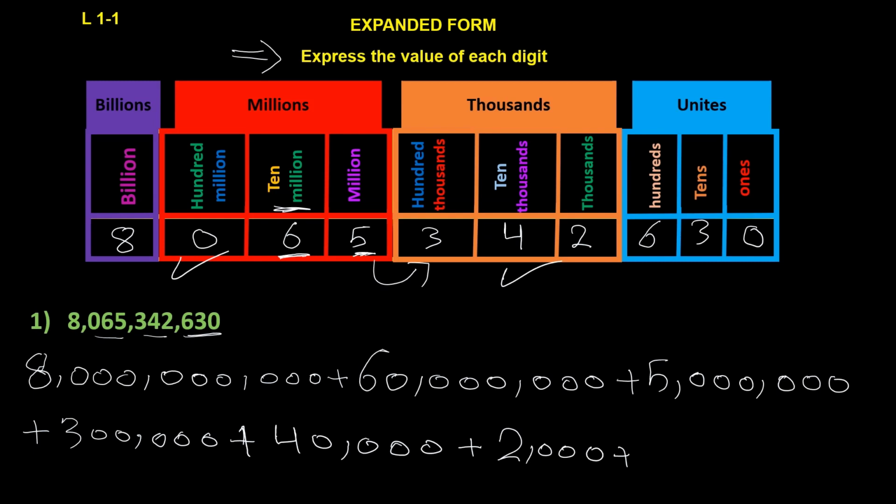The last period, for units, we have here 6 in 100. Yes, it will be 600, plus 3 in tens. It's 30. And we have 0 in ones. That's it. Only 630. Now we finished. That's it.